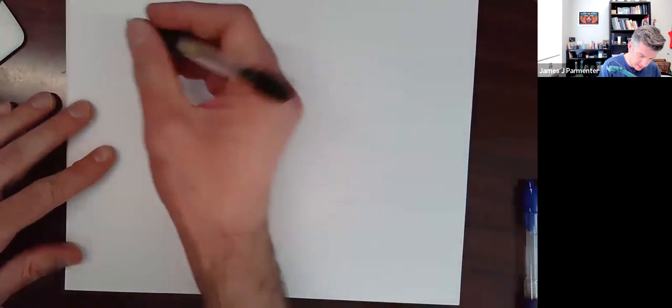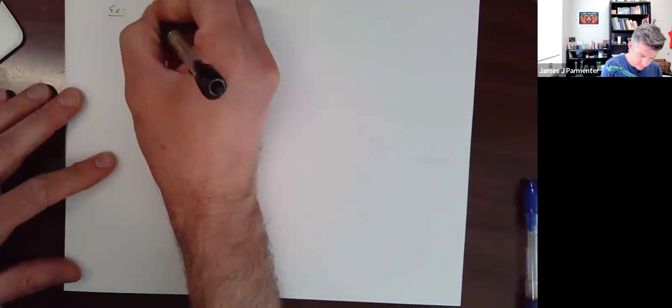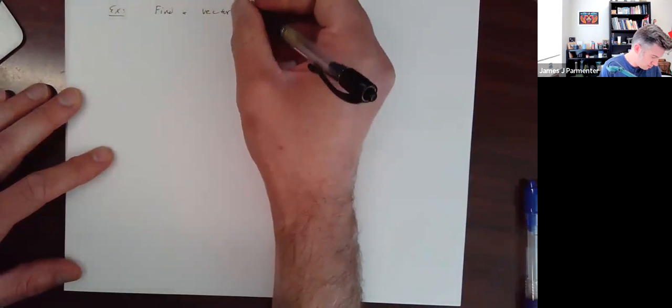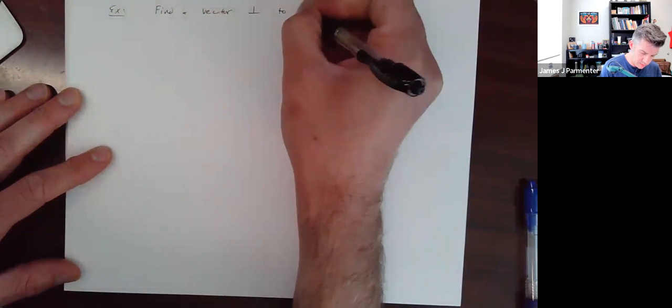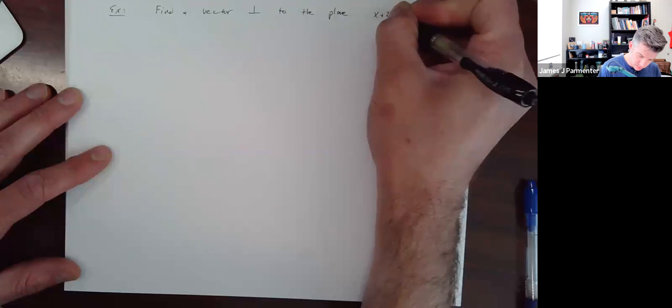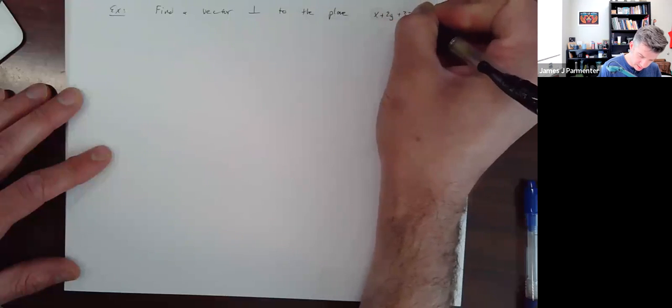So let's find a vector perpendicular to the plane x plus 2y plus 3z equal to 6.